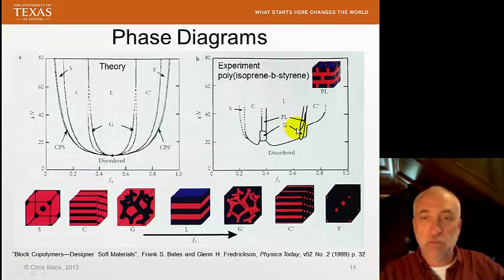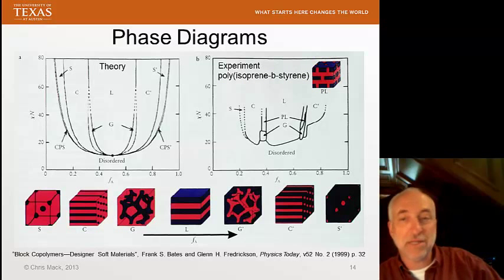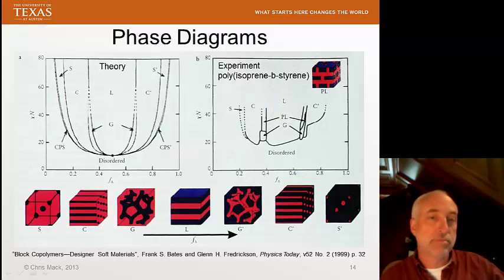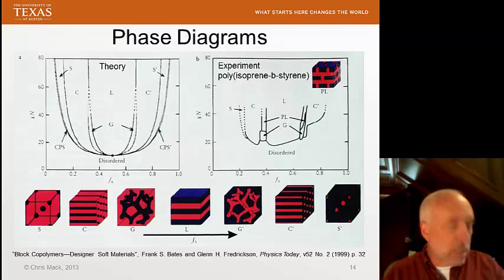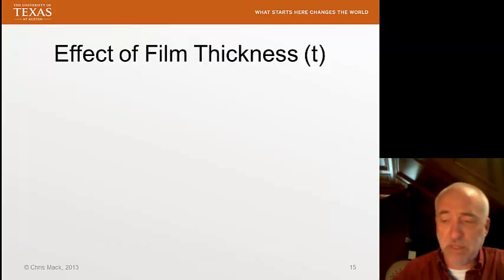Here's an experimental result for a particular block copolymer system, and you can see it's not quite as pretty as the theory says, but nonetheless we do get this phase separation. Note that we have to have more like 17 or 18 chi-N critical value before I get any ordering at all. So phase diagrams are very useful for understanding how these things interact. But there's another piece of the puzzle too, which is the interfaces and the thickness of the film. So let's look at the effect of the film thickness.